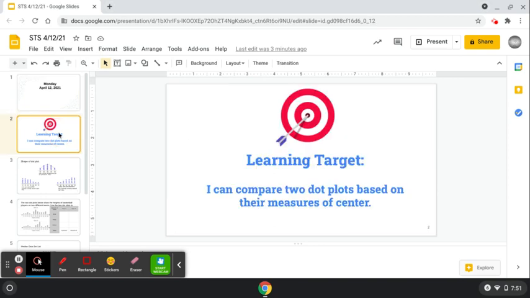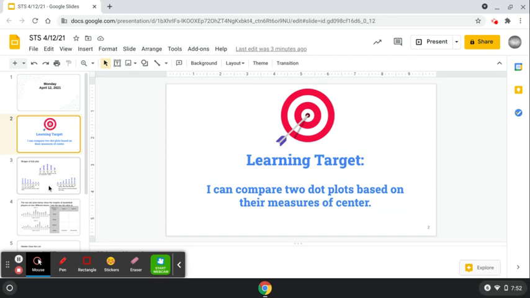Your learning target today is I can compare two dot plots based on their measures of center. And these measures of center include median, mode, and range. So we've been talking about those for a while, and we're going to start looking at those and applying those now at the seventh grade level. We've been doing a lot of baseline stuff and establishing it, and let's take a look at now how we're going to be using that to move forward.